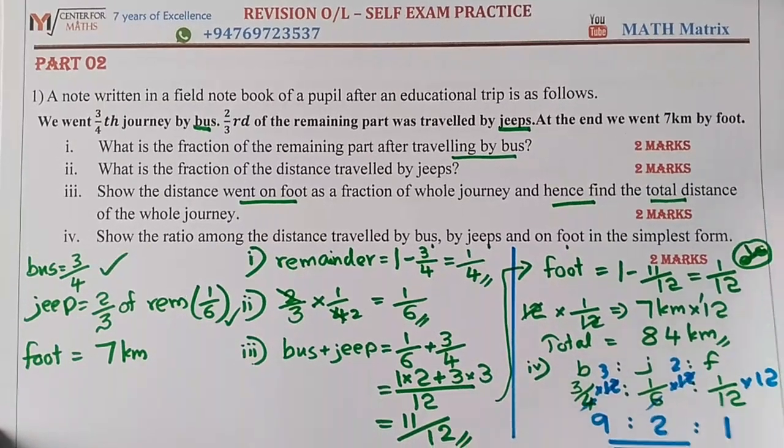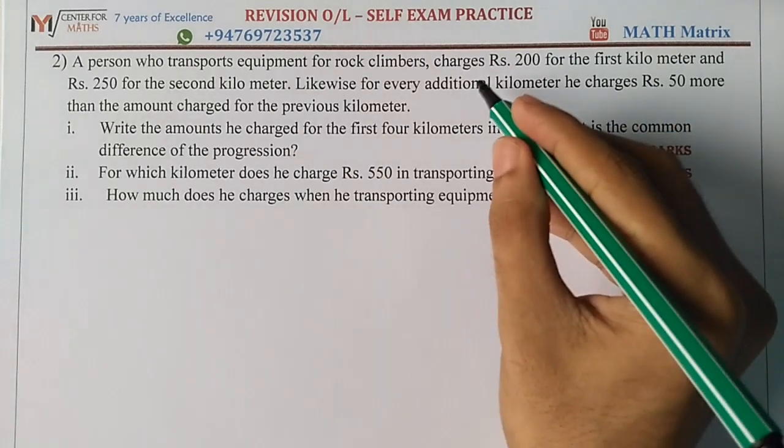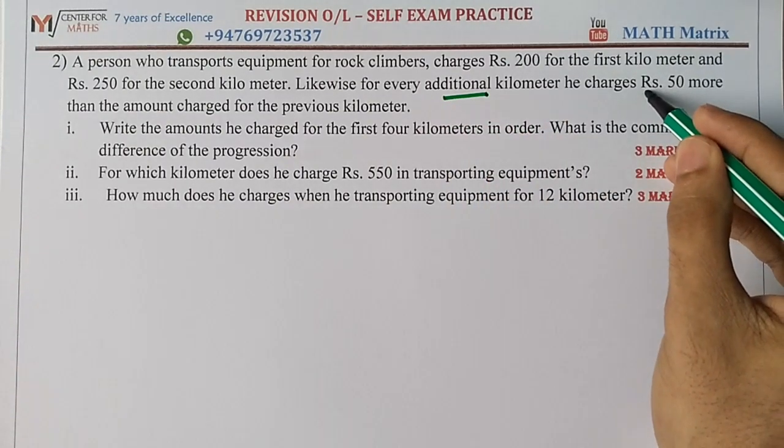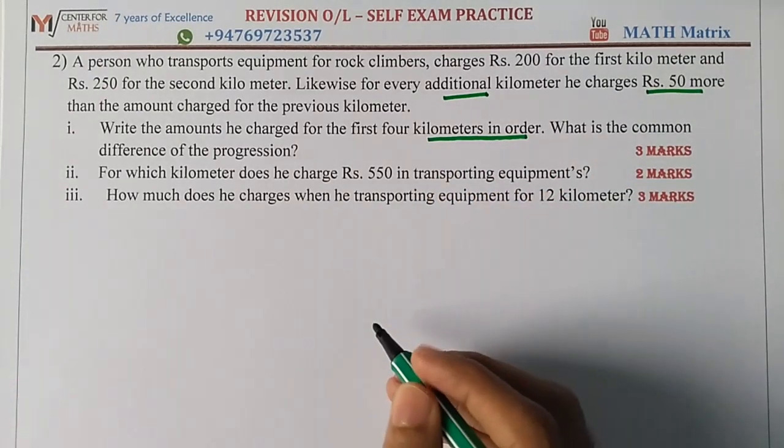And now we'll move to the second question. Again, we have given 8 marks for this. We'll see how much you are going to score. Okay, right. A person who transports equipment for rock climbers charges 200 rupees for the first kilometer and 250 rupees for the second kilometer. Likewise, for every additional kilometer he charges 50 rupees more than the amount charged for the previous kilometer. Write the amounts he charged for the first 4 kilometers in order.